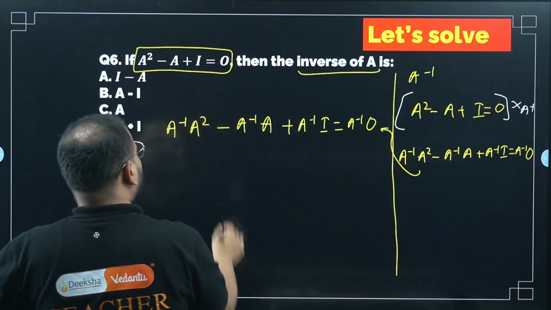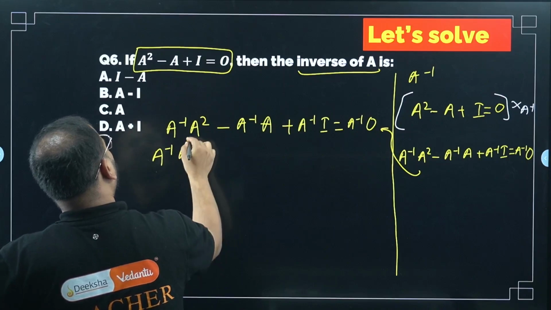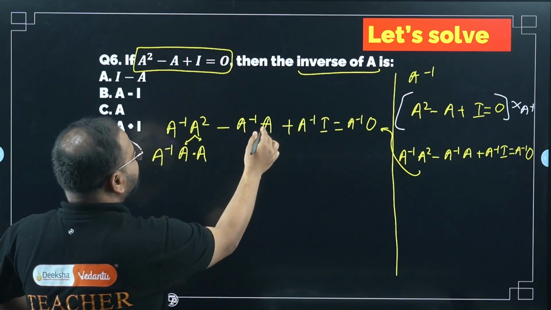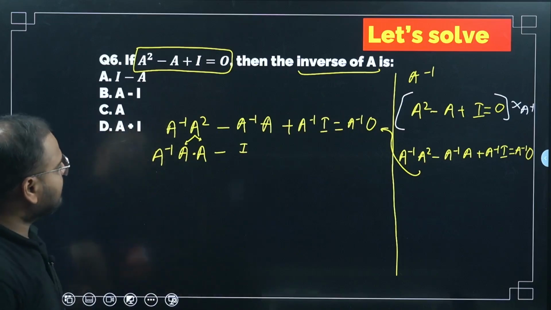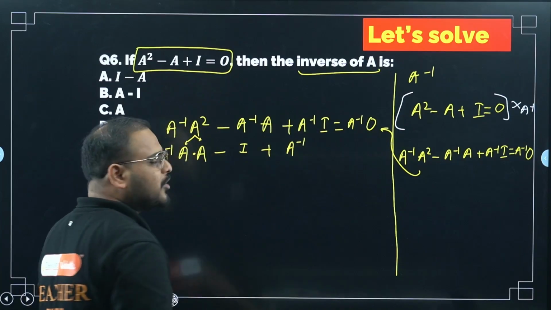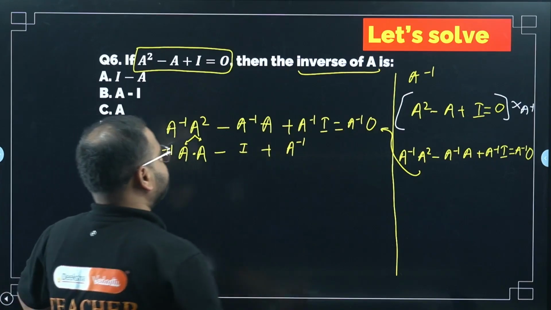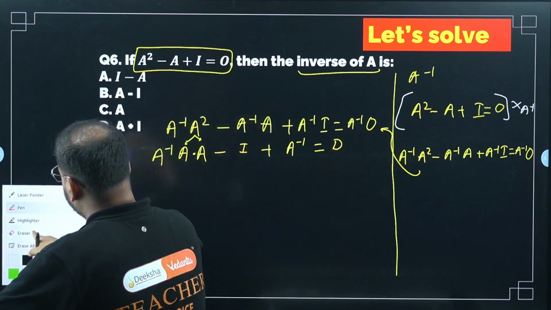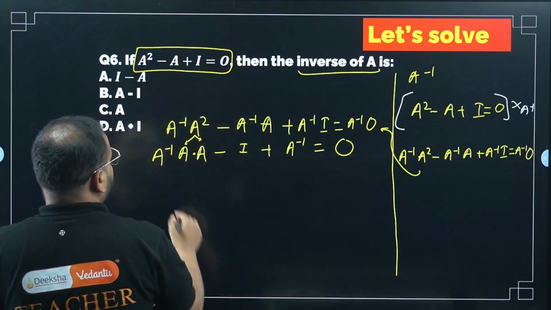Now if I expand it a little bit to make our work easier, I can write A square as A into A. What is A inverse into A? Just I. What about A inverse into identity? Just A inverse, because identity is 1 in the diagonal and the others are 0, so it will remain A inverse only. What about this? This will be 0 only. Anything you multiply with the null matrix will remain the null matrix only.